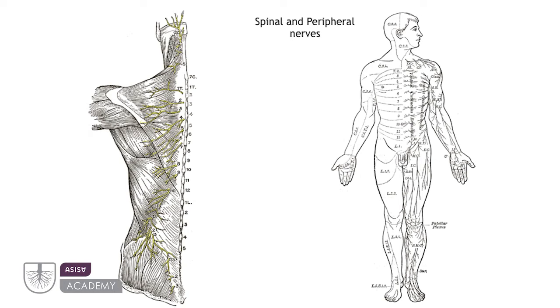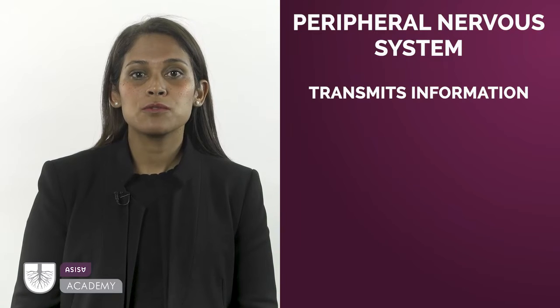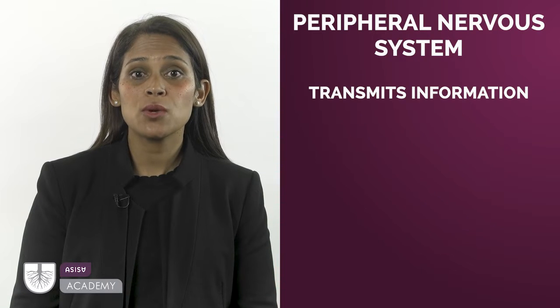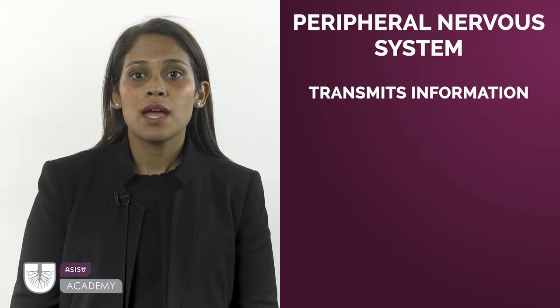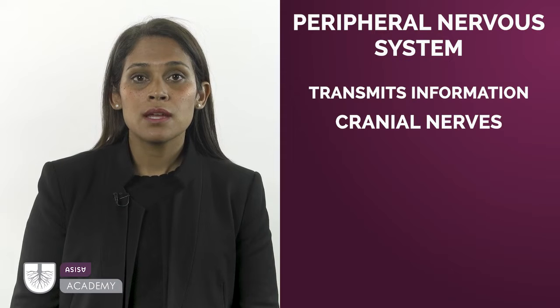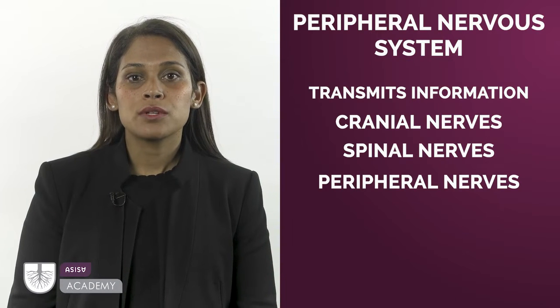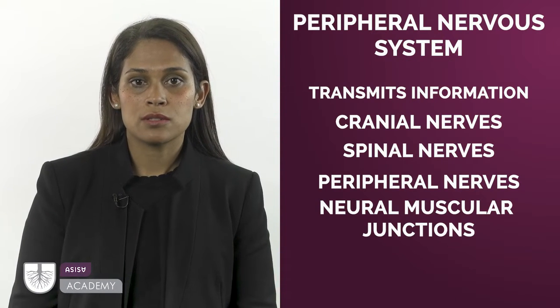The peripheral nervous system consists of all the components of the nervous system outside of the brain and the spinal cord. The peripheral nervous system is a collection of nerves connecting muscles, skin, organs, glands, and body systems to the central nervous system. The peripheral nervous system is responsible for transmitting information to and from the central nervous system and contains the cranial nerves, spinal nerves, peripheral nerves, and neuromuscular junctions.